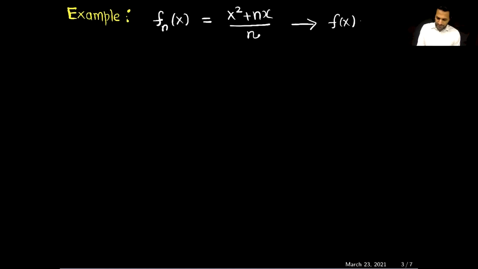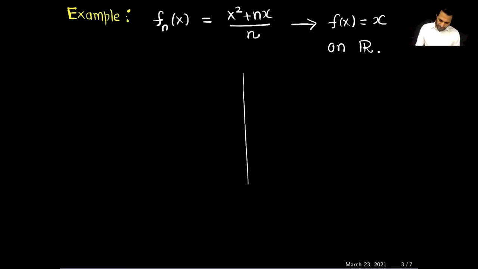Next, I will show you an example of pointwise convergence. For this example, I consider the sequence of functions f_n of x equal to (x square plus nx) divided by n, and I will prove this sequence converges to a function f of x which is defined as x on the set R. And I will prove this pointwise convergence by using the definition.